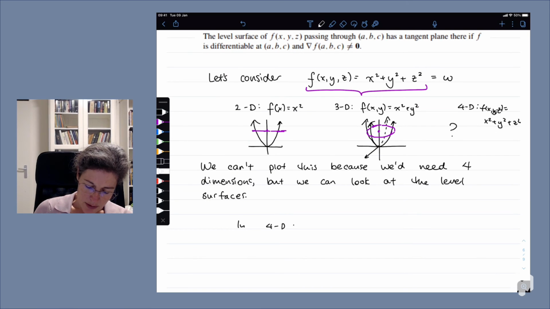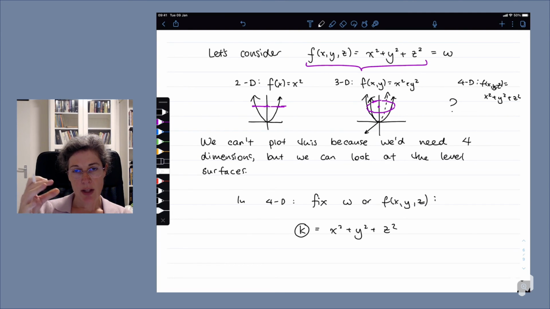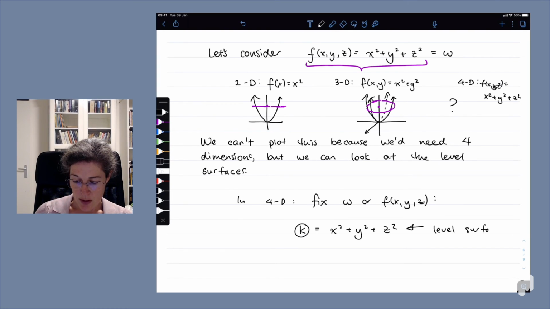In 4D, if we fix our w or our f of x, y, z, what we're looking at is some constant k is equal to x squared plus y squared plus z squared. And depending on the value that we fix at, depending on the k, we'll get a different level surface. So this is our level surface. And we know it's a surface because it's got x's, y's, and z's. What particular kind of surface is it? I hope that by now this is starting to ring a bell. This is a sphere.